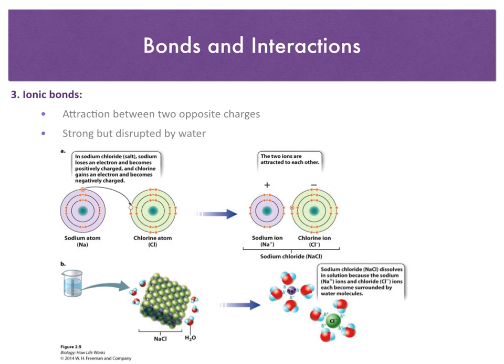The third type of bond I wanted to cover with you is called ionic bonds, and it is when you have charged particles that can attract each other if they have opposite charges. So in the example that we have here, we can see the sodium chloride, which is basically the table salt, where you can see an atom of sodium. An atom of sodium regularly has 11 electrons, and a chlorine atom has regularly 17 electrons.